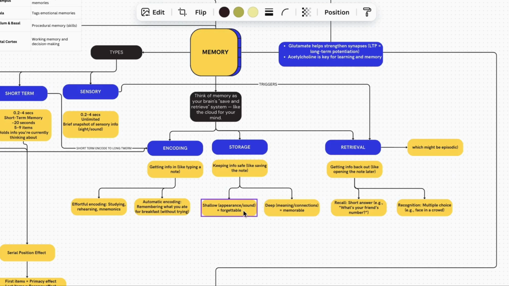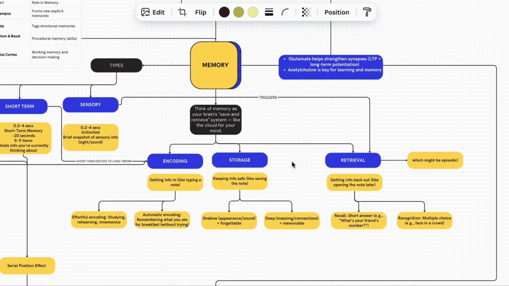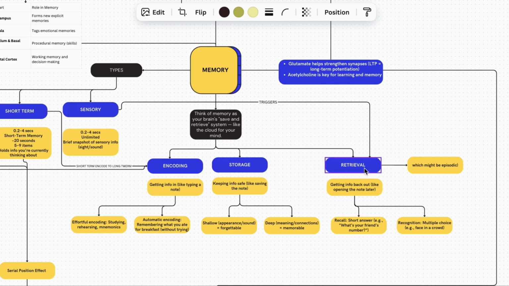There is effortful encoding, which is studying, rehearsing, and mnemonics. Automatic encoding is remembering what you ate for breakfast without trying. Keeping information safe is storage, basically like saving the note. Shallow encoding, like appearance and sound, is more forgettable, and deeper encoding, which makes meaningful connections, is more memorable.